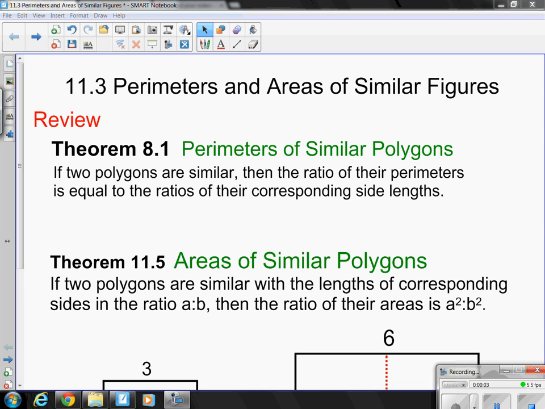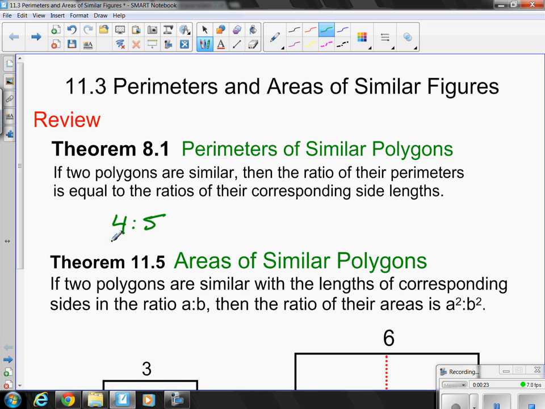11.3 Perimeters and areas of similar figures. If you remember back from chapter 8, perimeters of similar figures: if polygons are similar, then the ratio of their perimeters is equal to the ratio of their corresponding side lengths. So if the corresponding sides are 4 to 5, one figure to the other, their perimeters will be in the same ratio.